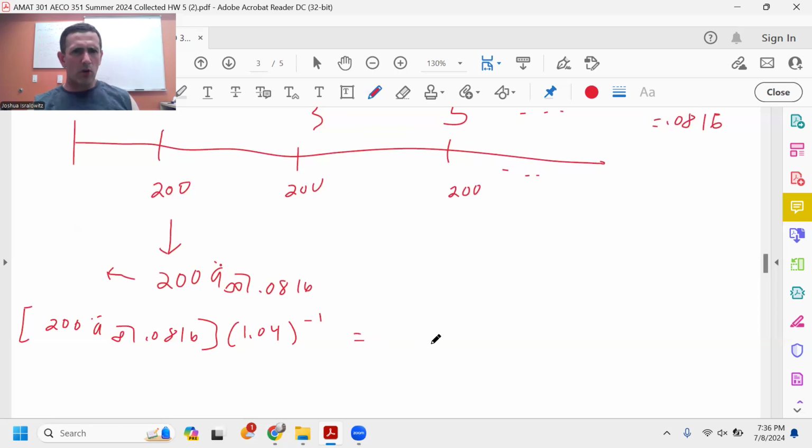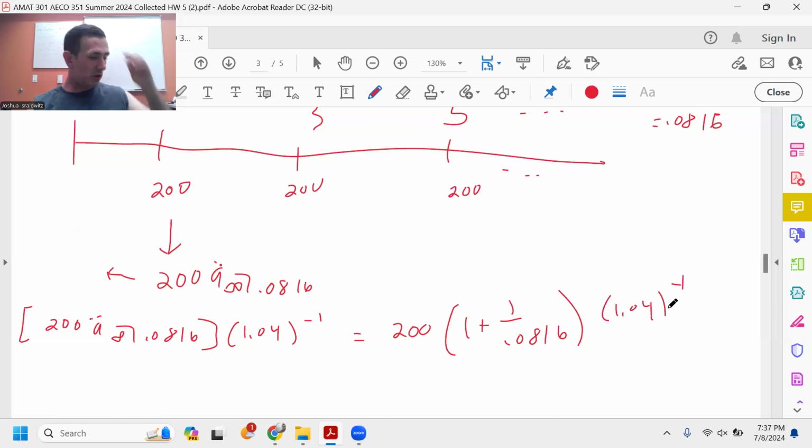Writing all this down is kind of laborious, but just thinking like this, it's pretty quick. You had to do this on Exam FM. So 200, 1 plus 1 over 0.0816, times 1.04 to the minus 1. And this is going to be equal to 2549.02.